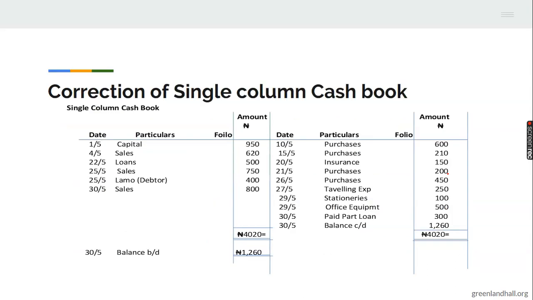So this is the correction of the assignment given for the single column cash book. You can look at it and compare it with what you did on your own.